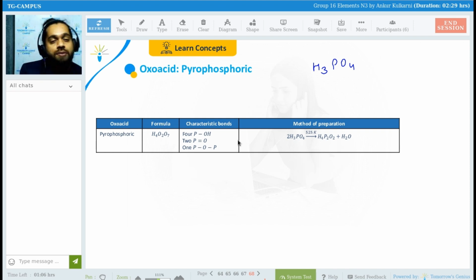Sir, no PP bond, sir. Yes, Anthony, what happened? No PP bond. We have H3PO4, so you have a single P. Okay, so follow our same method. One double bond, the same method that we have done. Come on, draw the structure and the oxidation state.